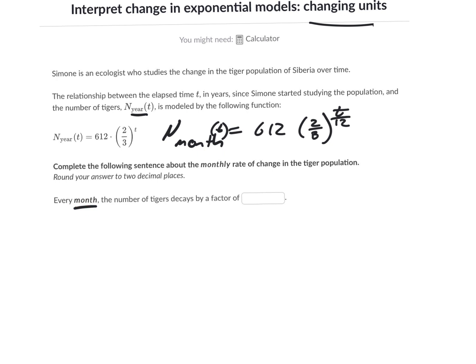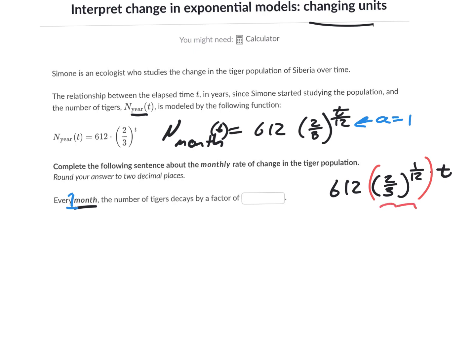All right, I'm not done yet though, because it says every how many months? Again, every 1 month. So really you want your A to be 1. It is not 1 right now, it's 12. But what is t divided by 12? It's the same thing as 1/12 times t. And so what you're allowed to do is move that 1/12 inside the parentheses with the 2/3.